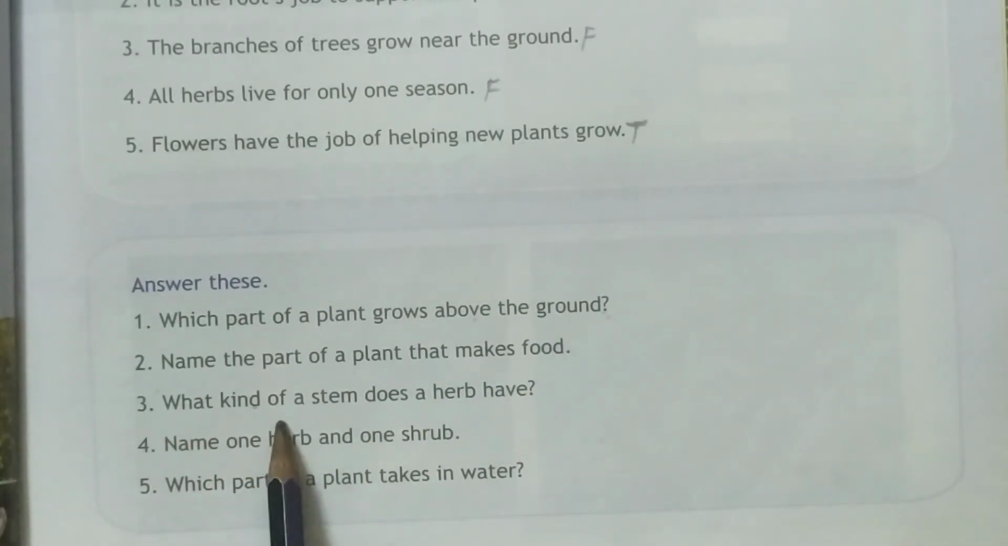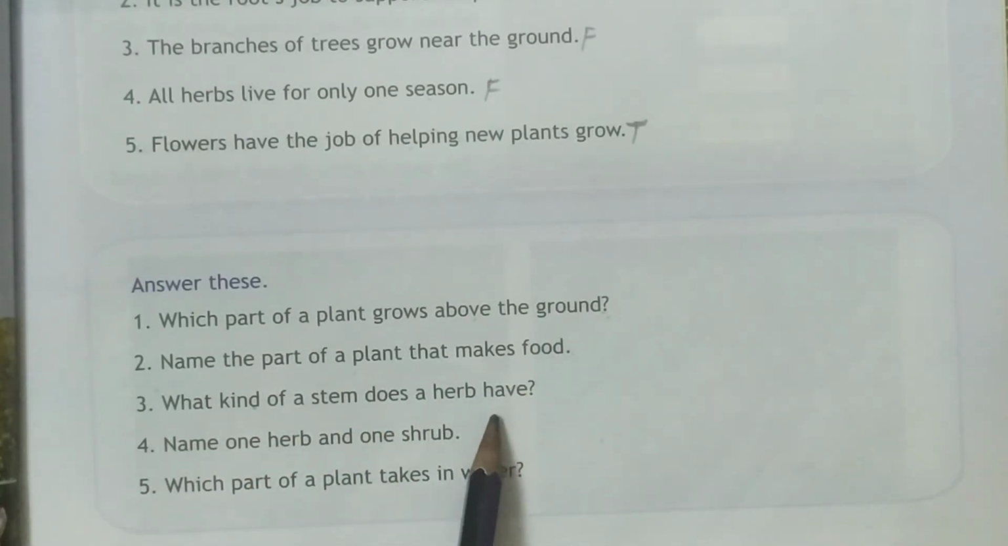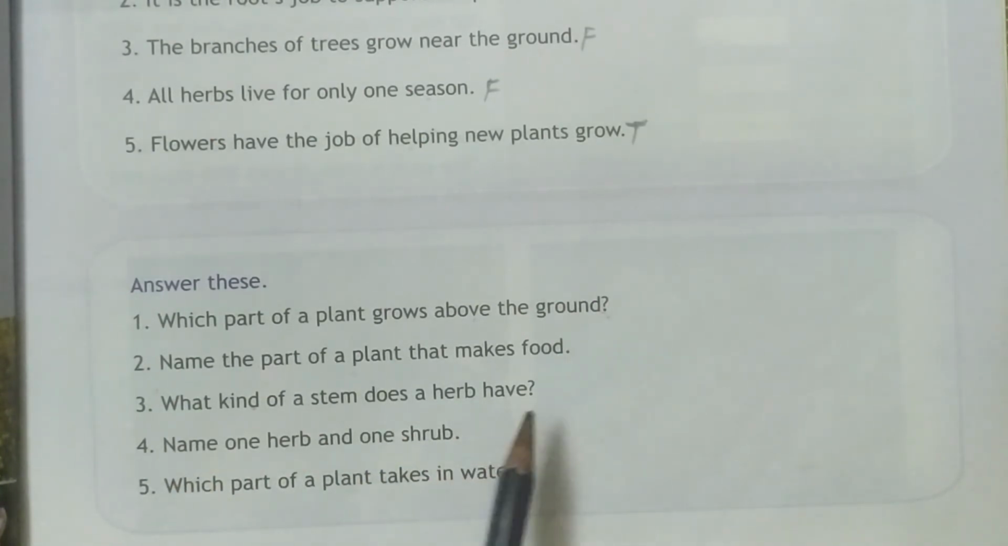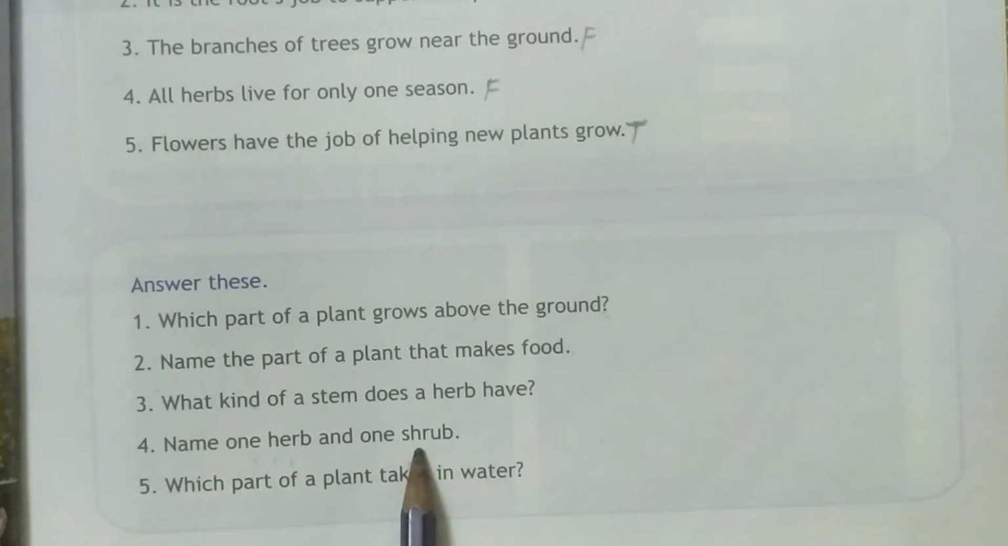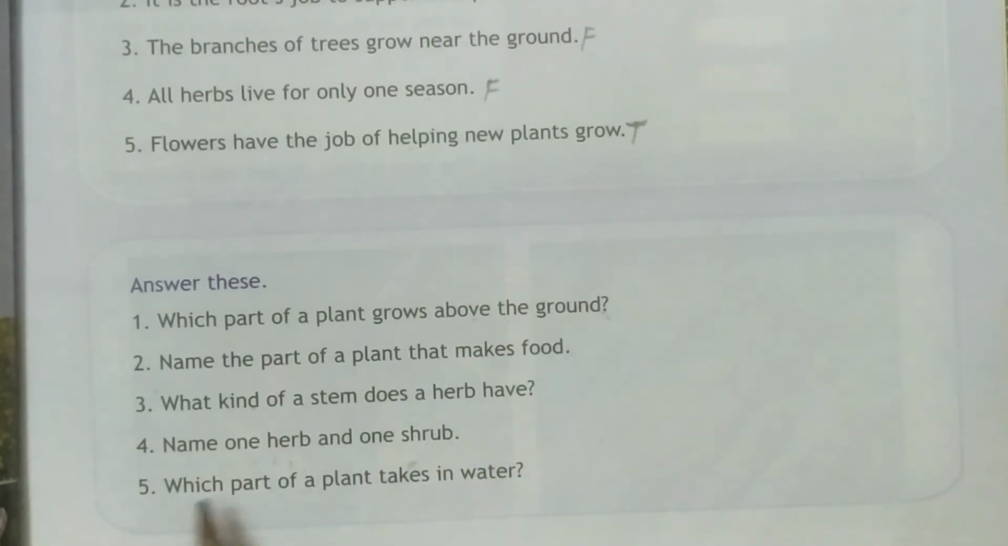What kind of stem do herbs have? Herbs have very soft stems. An example of a herb is dahlia, and an example of a shrub is rose. And the last question: which part of a plant takes in water? The answer is root. The root absorbs water from the soil and passes it to all parts of the plant.